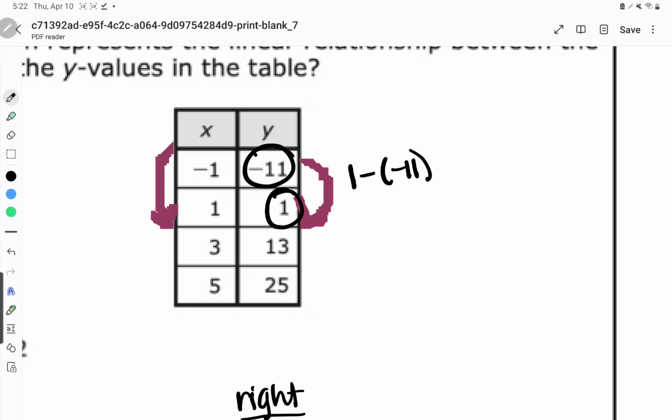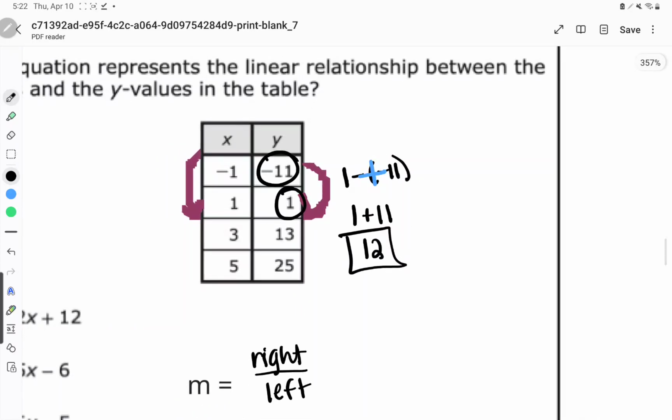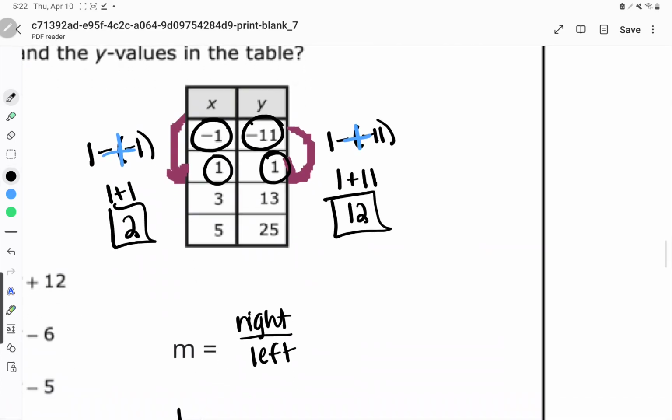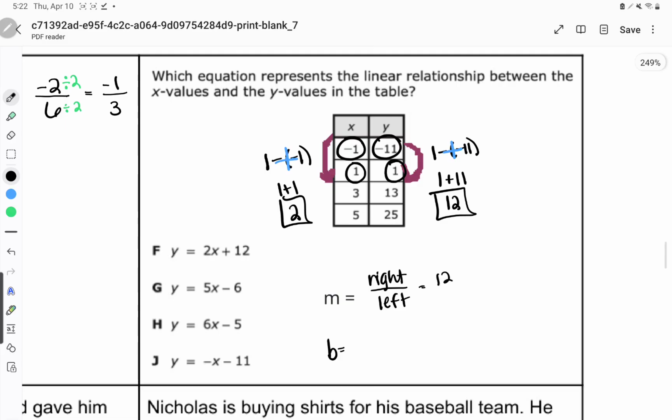And as a reminder, what happens when you have two negatives next to each other? They turn into a positive. So I have 1 plus 11, which gives me 12. On the left side, what would I subtract? I would have 1 minus -1. When I have two negatives next to each other, what happens? They turn into a positive. So therefore, I have 1 plus 1, which gives me 2. It is right side over left side, so it is 12 divided by 2, which gives me 6.